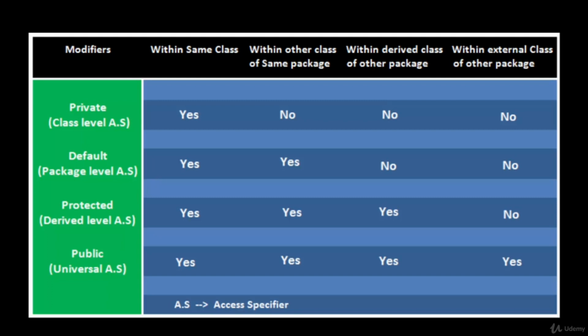Private members of a class are not accessible anywhere in the program. They are only accessible within the class. Private is also called a class level modifier.